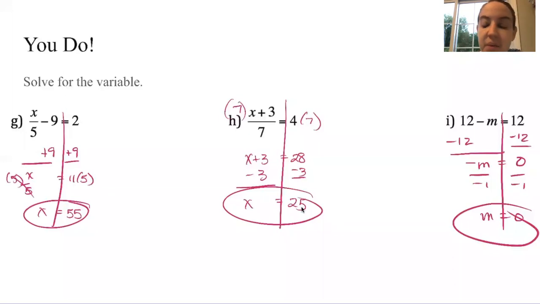Letter G is pretty straightforward. I added 9 on both sides, and then I multiplied by 5, and my answer is 55. Letter H, students never like this type of problem. I don't blame you. It seems like the order is a little bit backwards. Multiply both sides by 7. X plus 3 is equal to 28. Subtract 3 on both sides, and we get a 25. Letter I, you're subtracting this 12 that's over here with the m on both sides. Negative m is equal to 0. Divide both sides by negative 1, and m is equal to 0. Now we're going to try Edpuzzle.